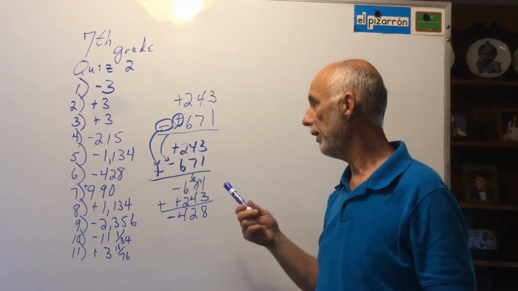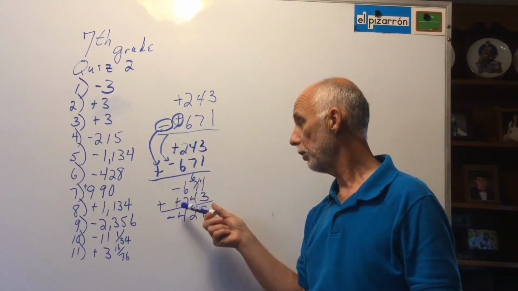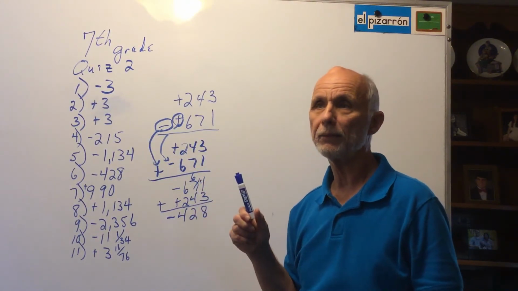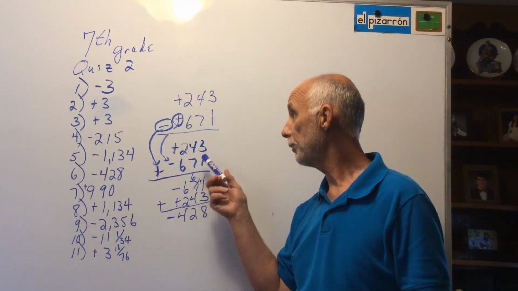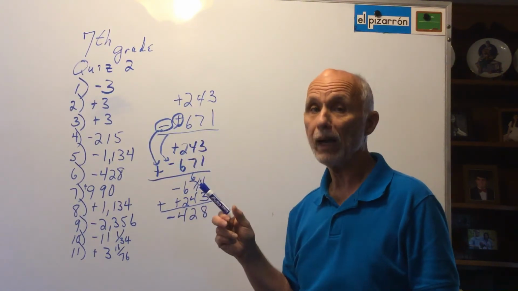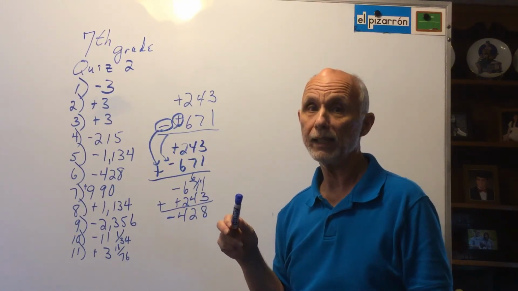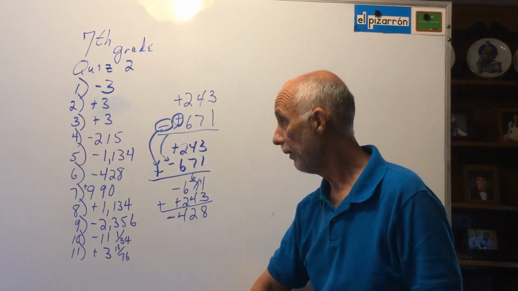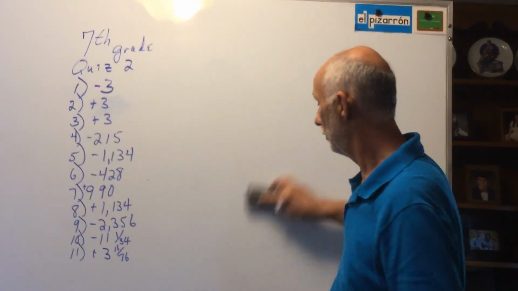So it's kind of weird, but I changed subtraction to addition, so I actually could wind up subtracting. And you say, well, why didn't I just subtract to begin with? Because if I subtracted without making it an addition problem, I would have gotten a positive 428, and that would have been wrong. So again, whenever you have subtraction, make it addition first.